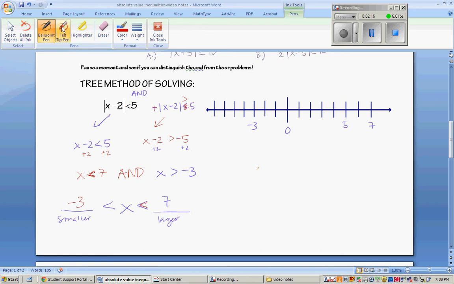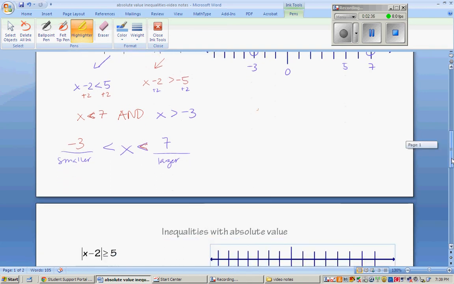So now we're going to graph this. We're going to put on the smaller end an open circle, because it doesn't get to equal it, and we're going to put an open circle on the 7. And we're going to color everyone in between. And now we're set. So let's try a second one together where you'll do a little bit of it on your own.